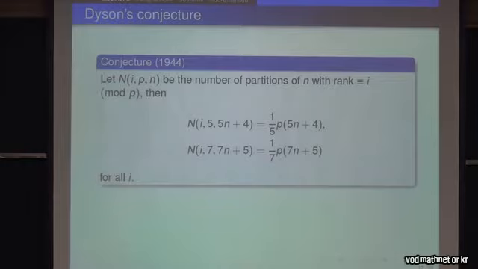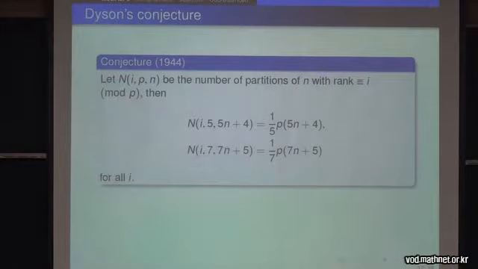That means that for each weighted class, when we think about modulus 5, there are the same number of partitions. So if the first conjecture is right, then it is an explanation why the number of partitions of 5n plus 4 is always a multiple of 5.